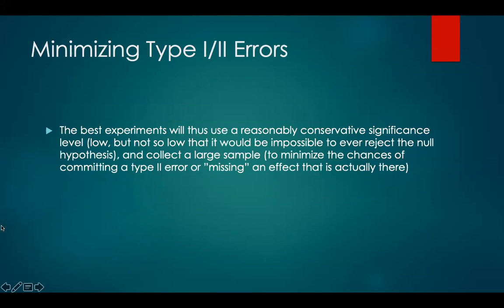So the best experiments will use a reasonably conservative significance level, so low but not so low that it would be impossible to ever reject the null hypothesis, and collect a large sample to minimize the chances of committing a type 2 error, or missing an effect that is actually there.